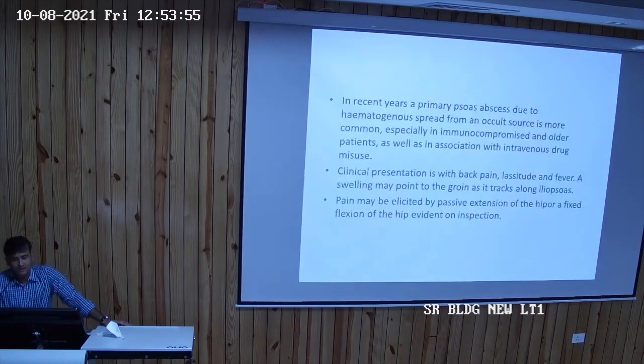In recent years, a primary psoas abscess due to hematogenous spread from an occult source is more common, especially in immunocompromised and older patients, as well as in association with IV drug misuse. Clinical presentation is with backache, lassitude, fever. A swelling may point to the groin as it tracks along the iliopsoas muscle. Pain may be elicited by passive extension of the lower limb.